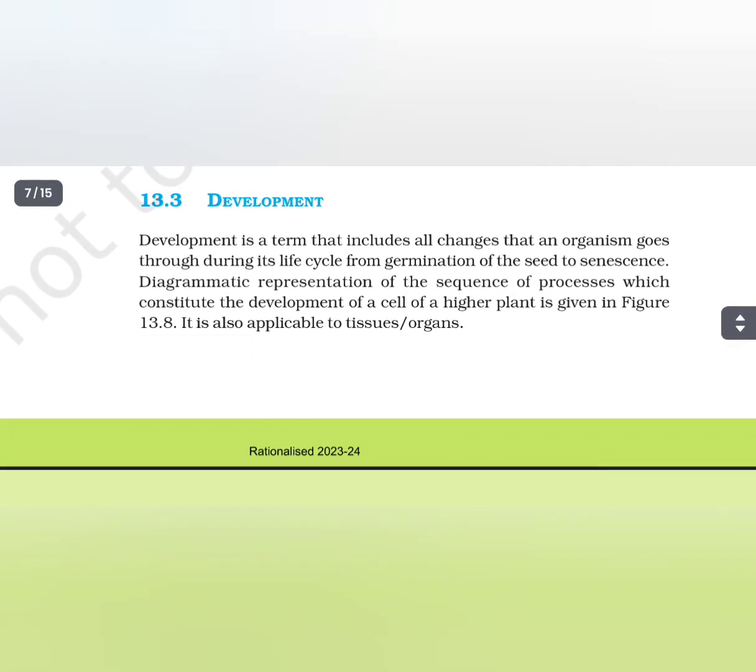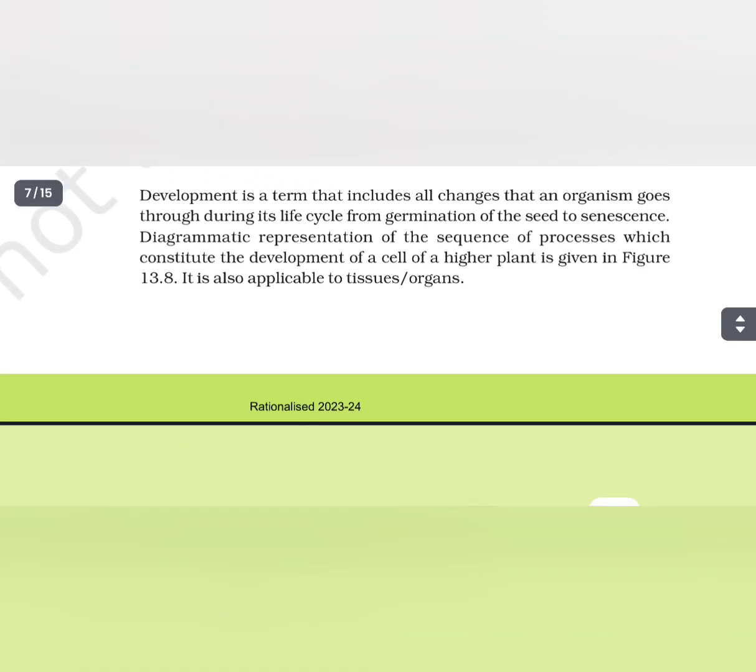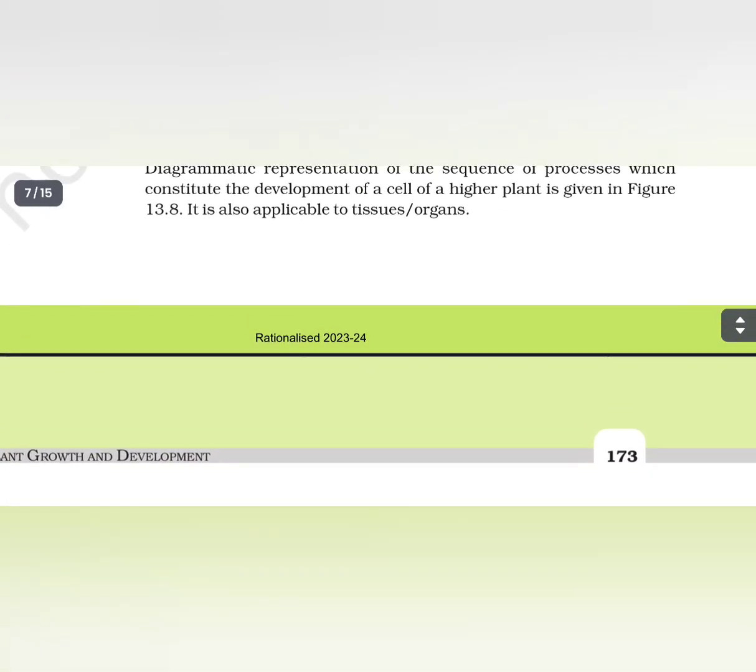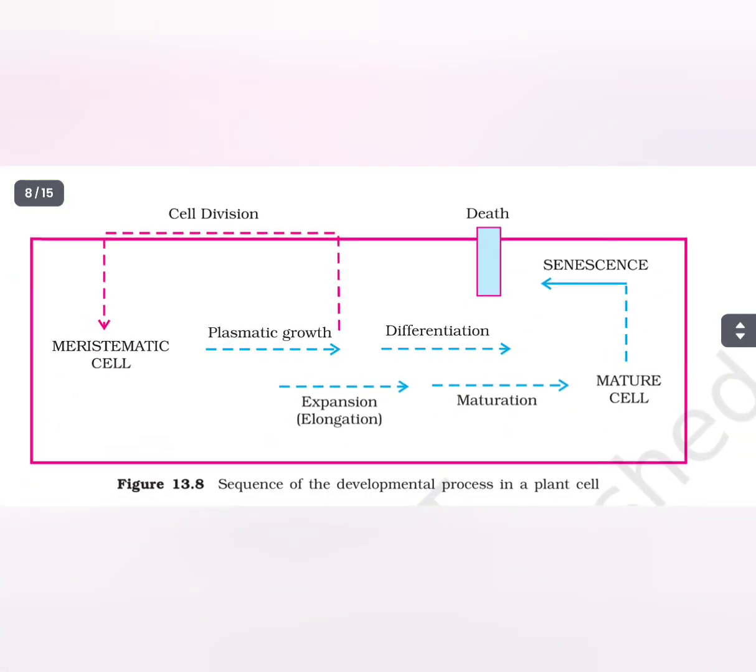Development. Development is a term that includes all changes that an organism goes through during its life cycle, from germination of the seed to senescence. Diagrammatic representation of the sequence of processes which constitute the development of a cell of a higher plant is given in figure 13.8. It is also applicable to tissues or organs.